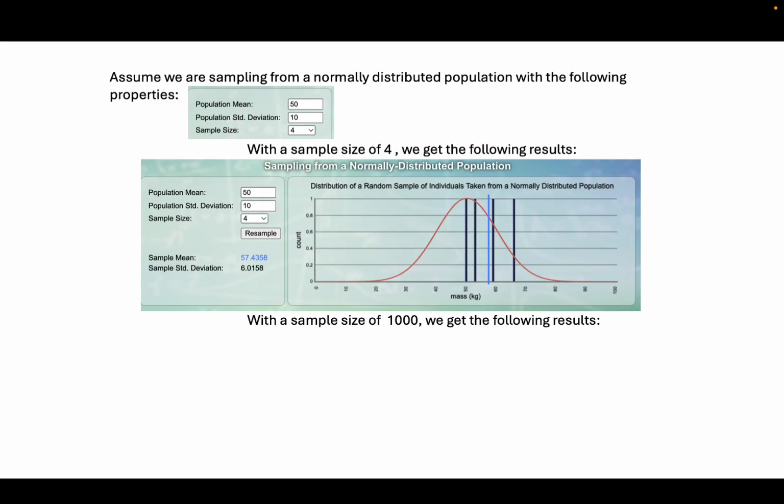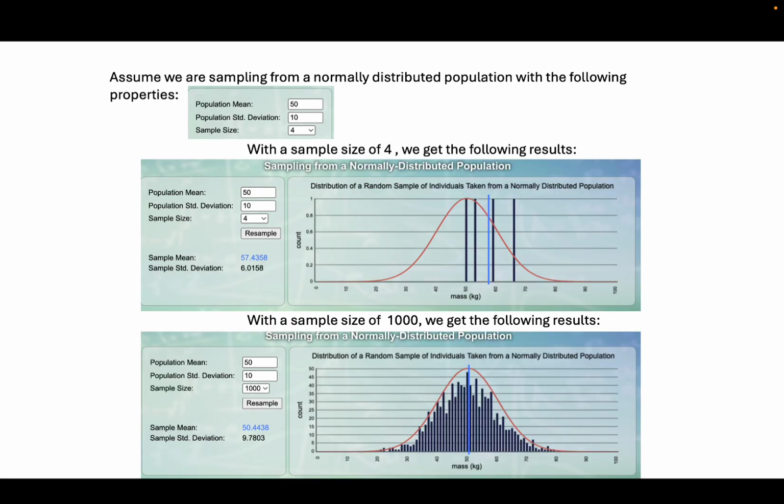Next, if we were to take 1,000, because we're feeling very patient and diligent, then we'd get the following results, and you can see how we follow the curve to a much better extent. With a mean of 50.4438 and a standard deviation of 9.7803 with our sampling, that's very close to the actual real values of 50 as our mean and standard deviation of 10. And this is why we need to take a large enough sample size so we get representative, reliable results.